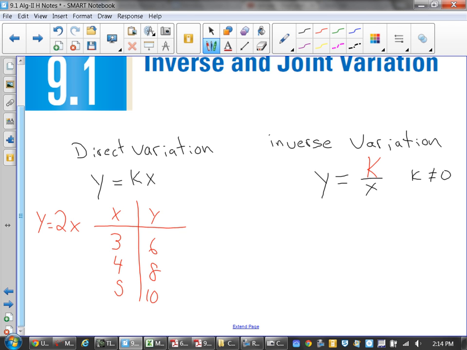All right? Yes, sir? What happens when x equals 0? That doesn't work, right? It doesn't work at all, because you can't divide by 0. So what this is allowing us to do is eventually graph these things.